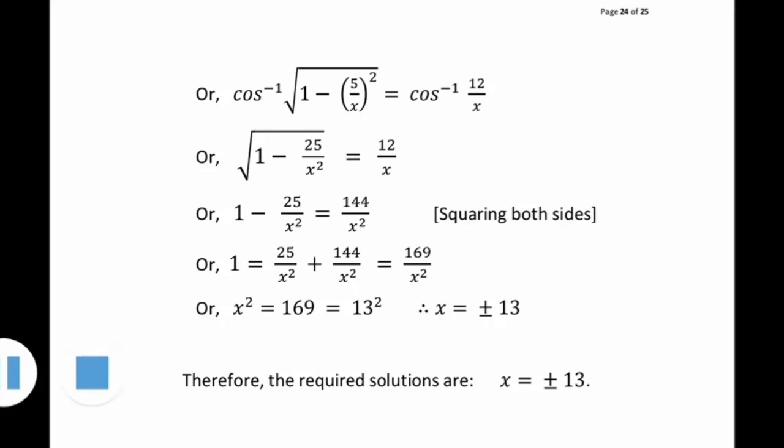So if we cross multiply, we get the next step, that is x square equals to 169, that equals to 13 square. So if we take the square root, we get x equals to plus minus 13. The answer must be written in this way. Therefore, the required solutions are x equals to plus minus 13. So here we get two solutions, x equals to plus 13 and minus 13.